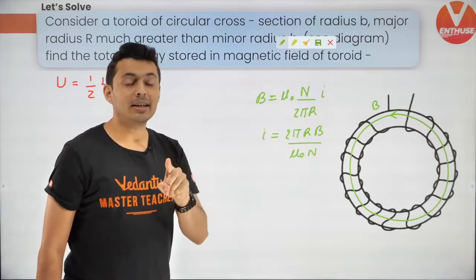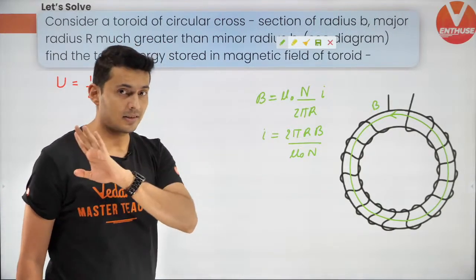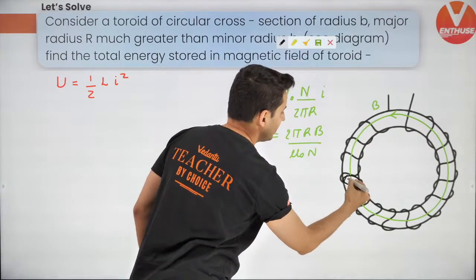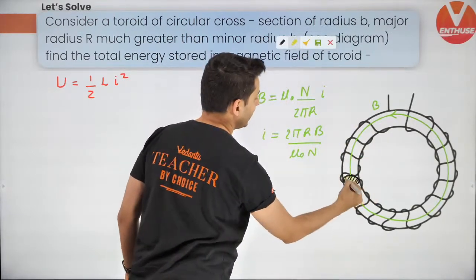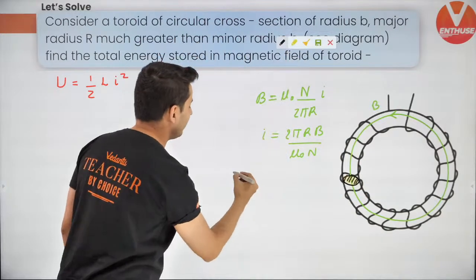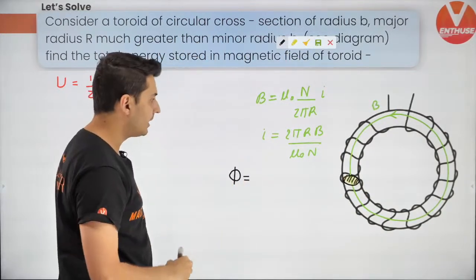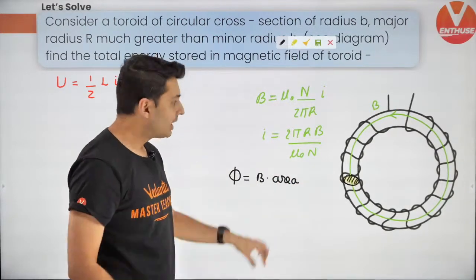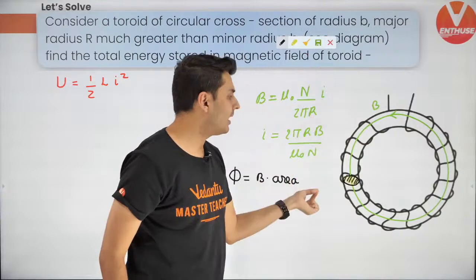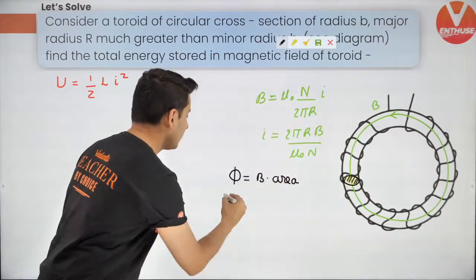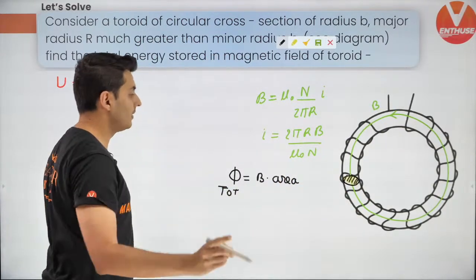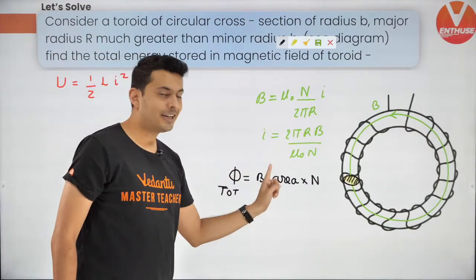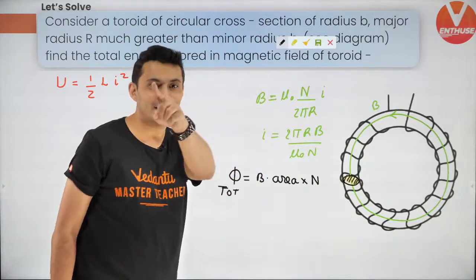To find inductance, the first step is always to find flux. So think, what will be the flux through any cross section over here? The flux will be the magnetic field into the area. But the total flux through all the turns will be multiplied by the number of turns as well. Magnetic field into area into number of turns gives the total flux passing through it.